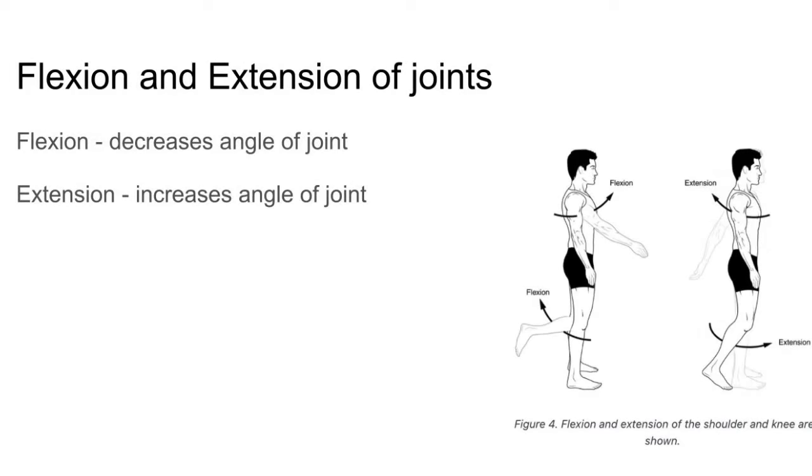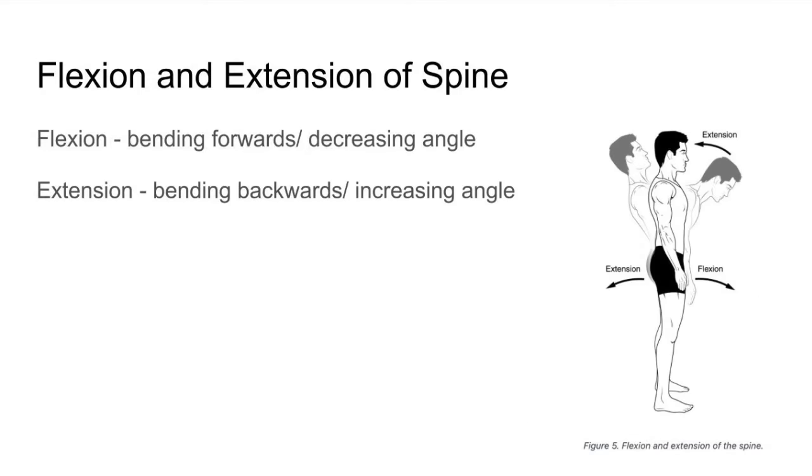Flexion of a joint decreases the angle of a joint, and extension of a joint increases the angle of the joint. Flexion of the spine is when you bend forwards and decrease the angle, and extension of the spine is when you bend backwards and increase the angle.